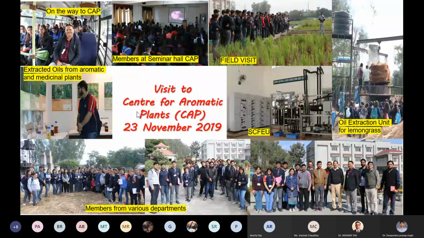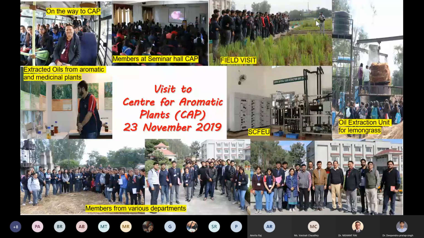So CAP works to promote the cultivation of these aromatic and medicinal plants among the farmers of Uttarakhand. So in the CAP, the students had a field visit where this instructor is instructing about the lemongrass fields, like what is the importance of lemongrass, mint, other various types of mint, and so on. They tell about all of these here.